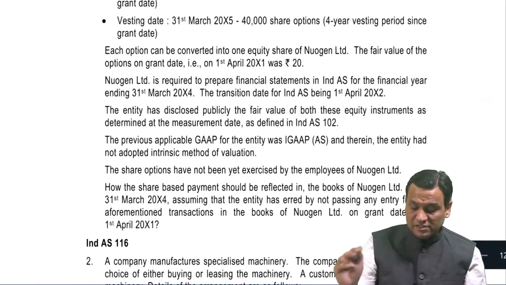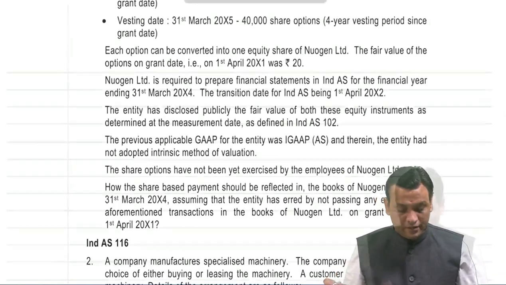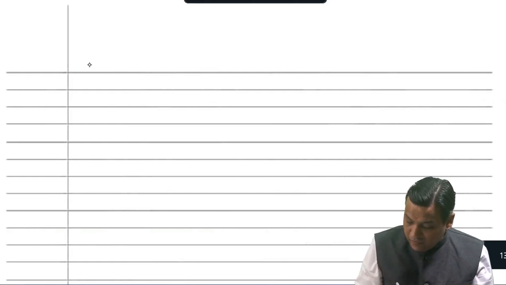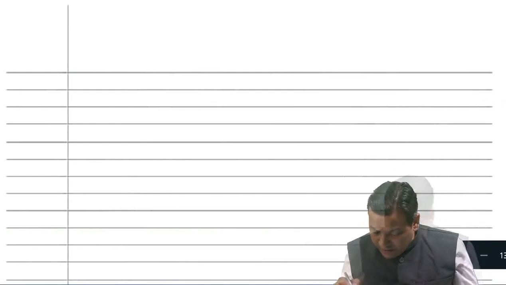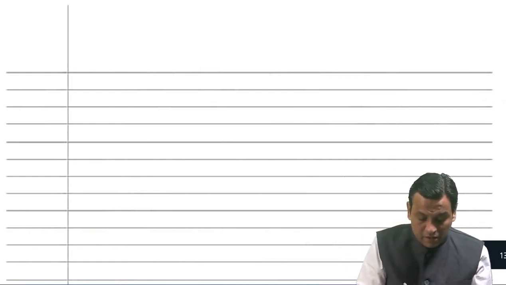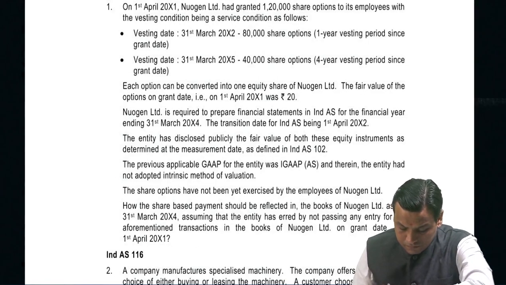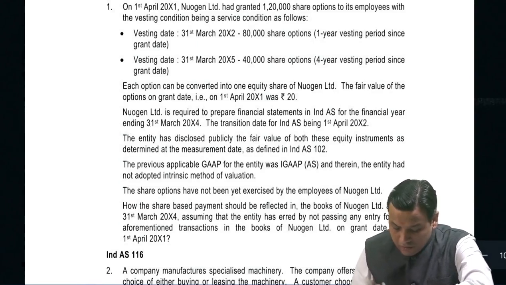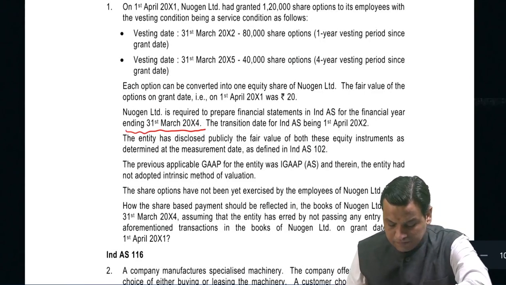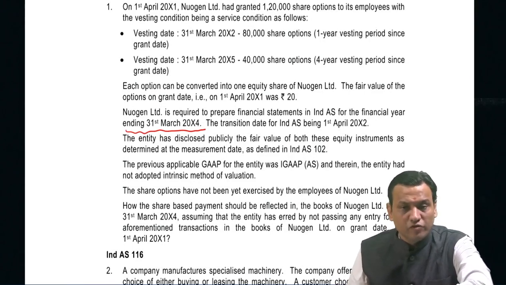Okay, my dear friends, a very small point. Now, if you look properly, when does my year begin? My current year is ending on 31st March 2004.